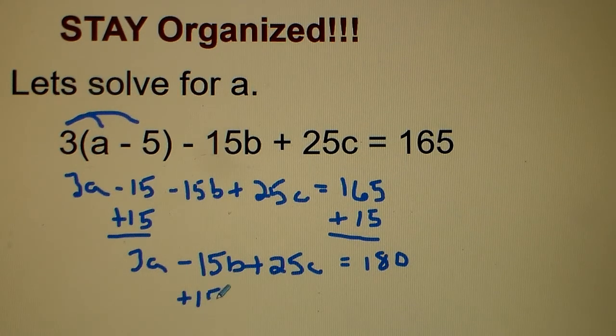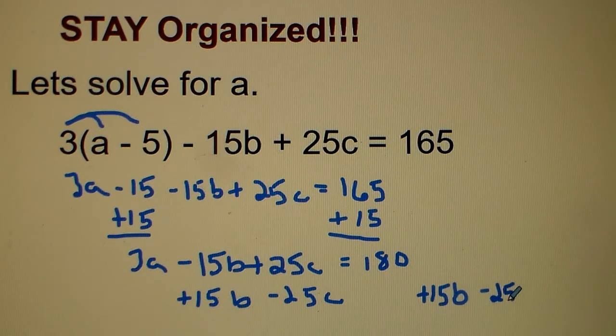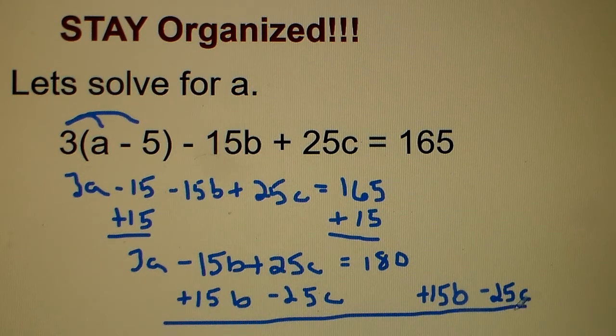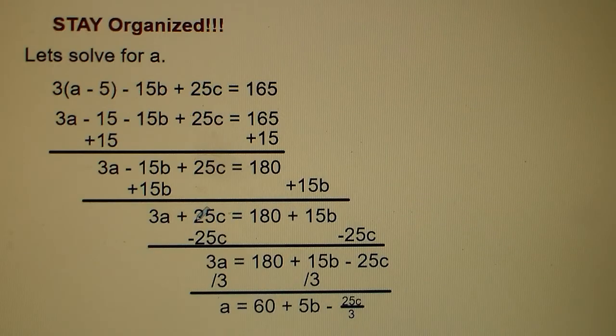Add 15b to both sides. Subtract 25c from both sides. So then we just successfully isolated the 3a, so we're at this line right here. So you have 3a equals 180 plus 15b minus 25c. We divide by 3 to both sides, so 3a divided by 3 gets us a. 180 divided by 3 gets us 60. 15b divided by 3 gets us positive 5b. And negative 25c divided by 3, well, I just leave that as the fraction. Negative 25c divided by 3.